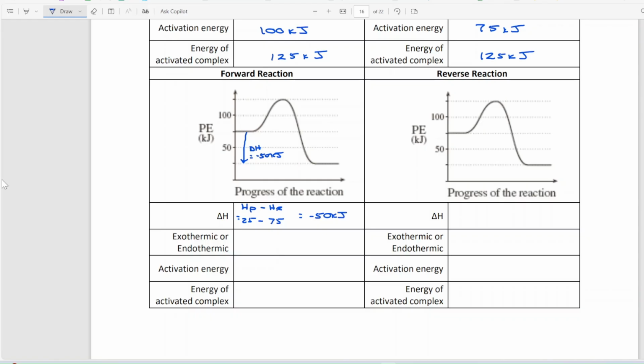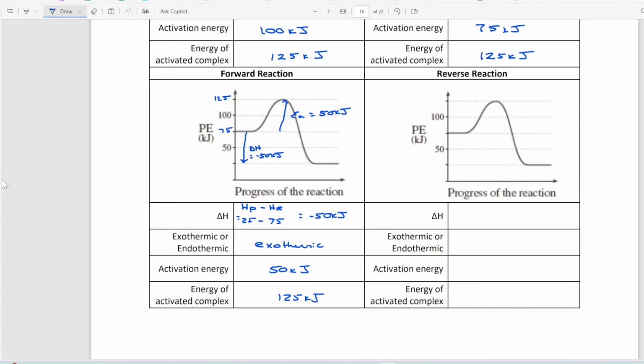Is this an exothermic or an endothermic reaction? Well, this time my forward reaction is exothermic because it's a step down and my heat change is negative. My activation energy is from reactants to activated complex. My activation energy is going to go from 75 kilojoules up to 125, which is going to be 50 kilojoules. And again, my activated complex is 125, and this is the thing that's not going to change.